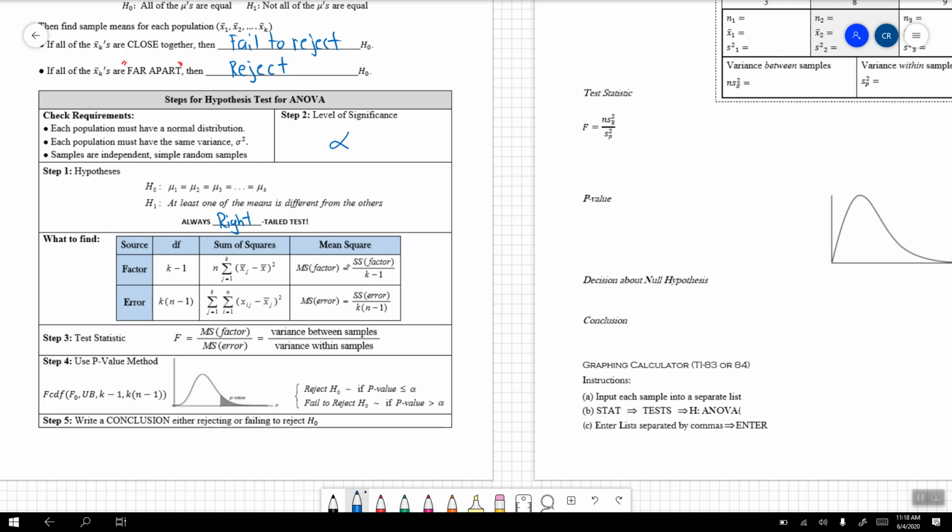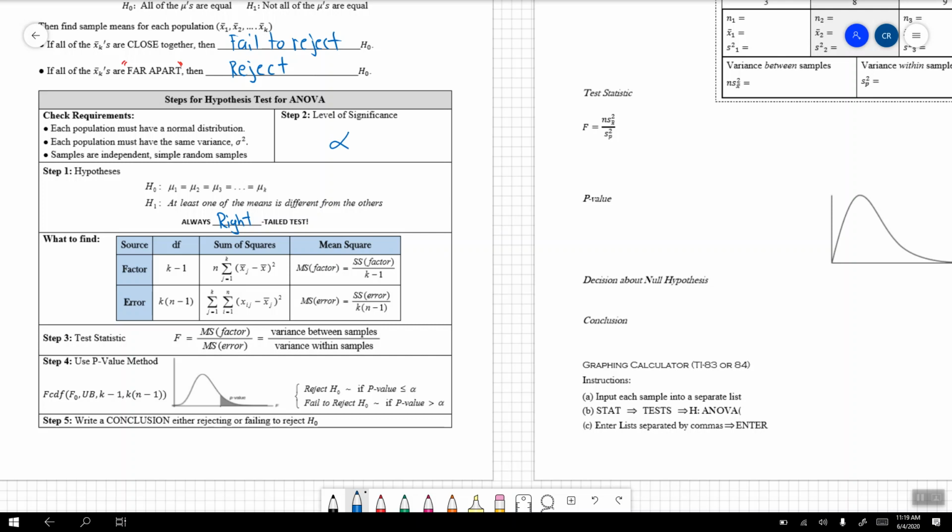So when I ask what is the mean square for the factor, what I'm looking for is this particular formula here. The mean square for the factor is just going to be this particular formula. Same thing for the error. If I'm looking for the mean square of the error, I'm going to be looking for this specific formula.